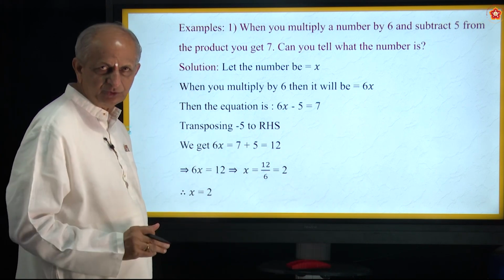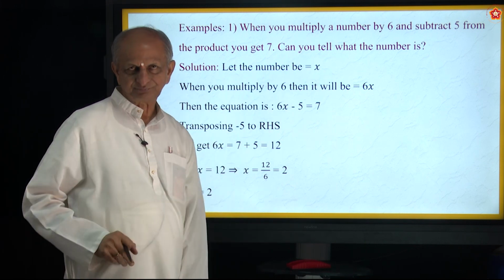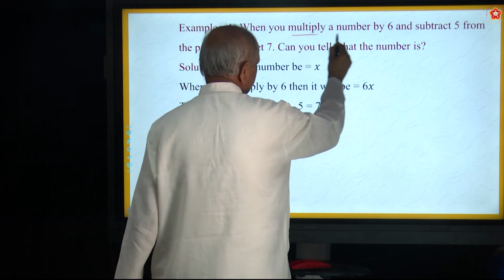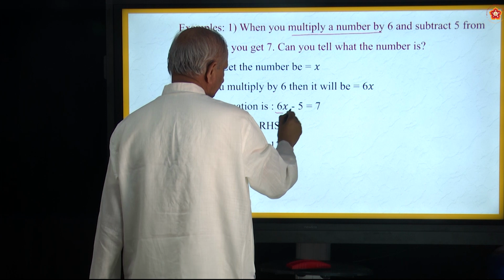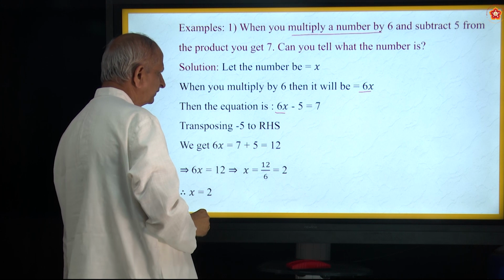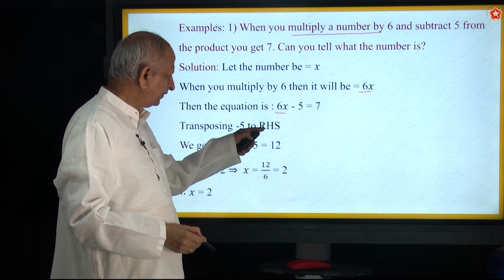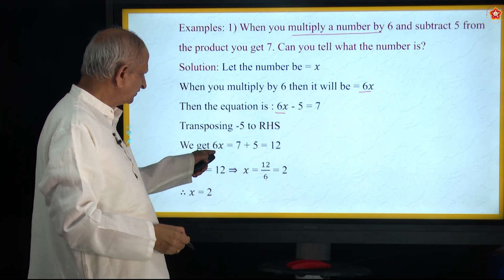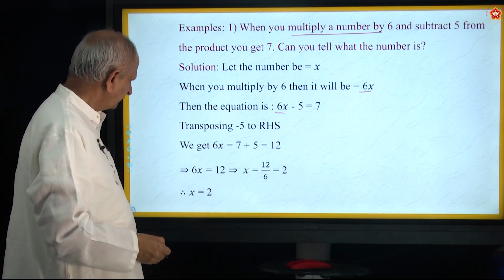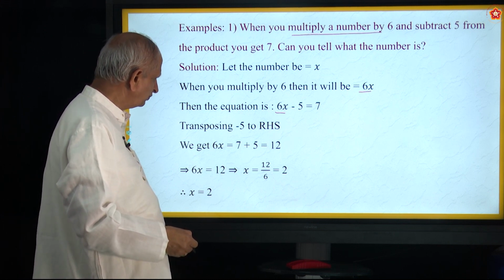Understood this? So what is the first step? Let the number be x. That is how you start it. Then you are given multiply by 6. First step, you get 6x. Subtract 5, that is minus 5. You get the answer as 7. So transposing minus 5 to right hand side, you get 6x equal to, minus 5 becomes plus 5, becomes 12. So 6x is equal to 12, x is equal to 12 by 6, that is 2.